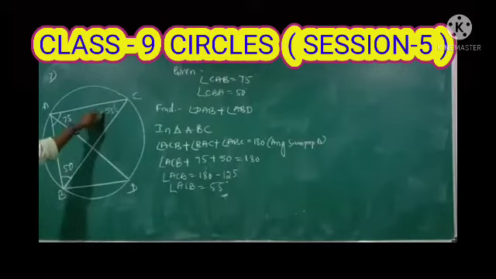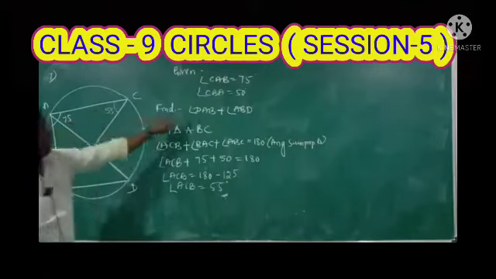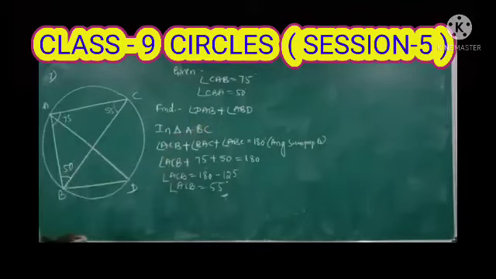What do we need to find here? Angle DAB. Where does it lie? DAB, and one more angle, ABD. We need to find the sum of these two angles, right? So how are you going to calculate the first one? Listen here.